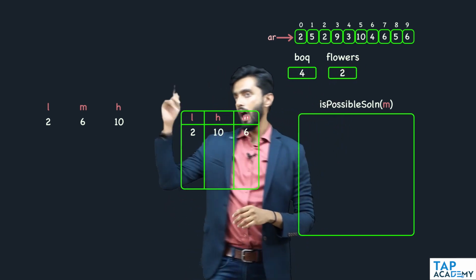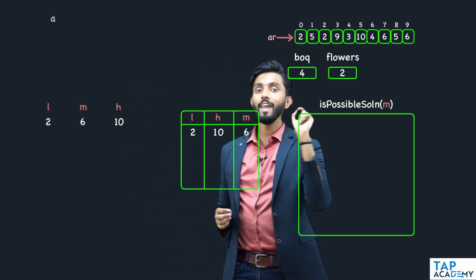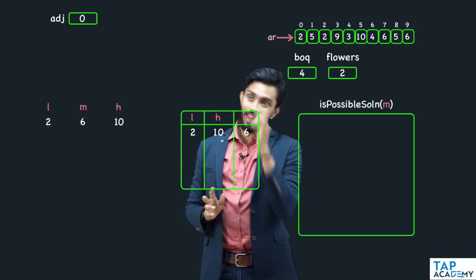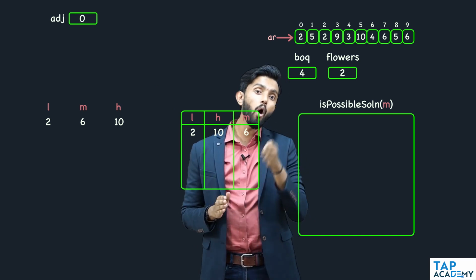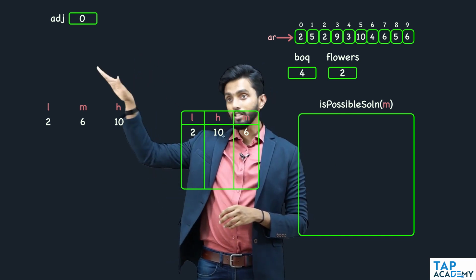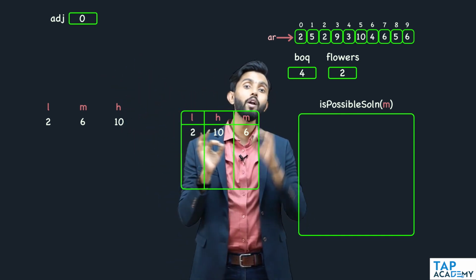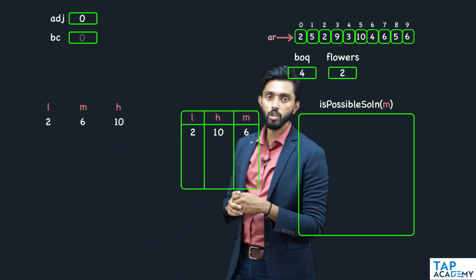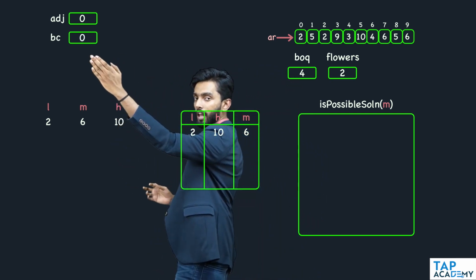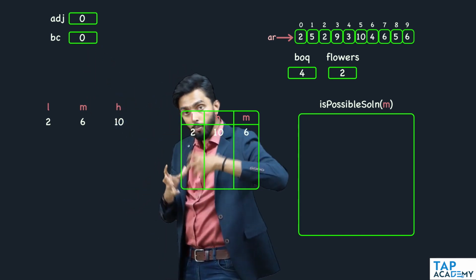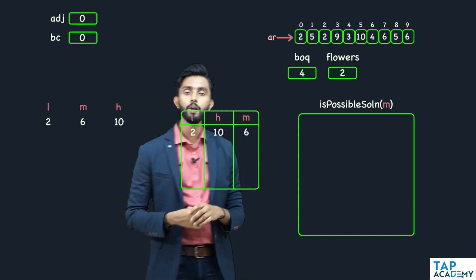Listen to me. I'll create a variable called adj for adjacent. Initialize it to 0. That variable will tell me how many adjacent flowers I have. I hope you're able to think. Next, I will create one more variable called bc for bouquet count. I will initialize it to 0. Ultimately, this will tell me that on day 6, how many bouquets could have been possible. I hope you're able to think.